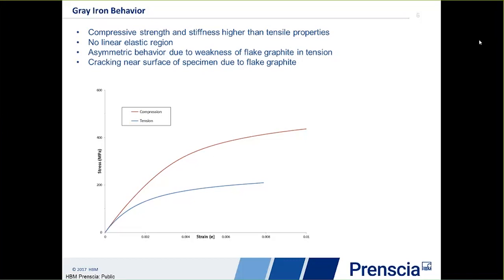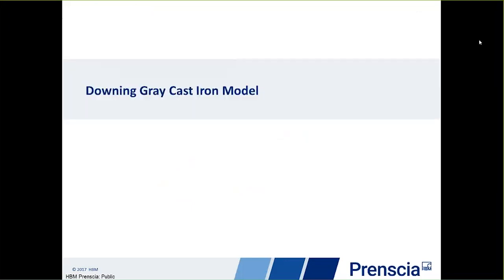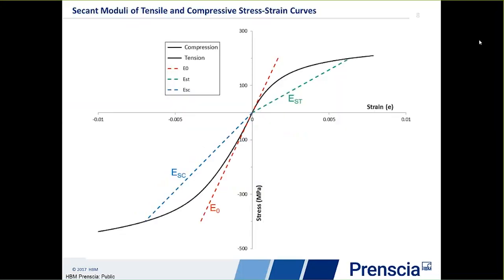Another thing that we see with gray cast iron is the fact that the flake graphite tends to promote cracking and debonding along the surface. Those are all attributes that Downing was looking at when he was trying to formulate the cast iron model that we're using, his model today, inside DesignLife. And the first challenge he had was to try to characterize just those monotonic curves, the tension and compression. And what he utilized was this concept of a secant modulus.